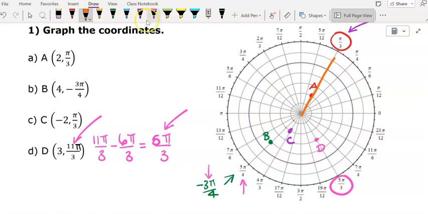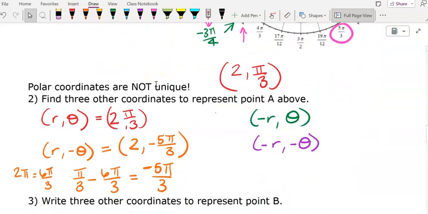So if I do this with a negative r, that means instead that I'm going to be over here along this line for my 4 pi over 3, okay? So let's go ahead and try that one. Well, I just said it right there. 4 pi over 3 is going to be the opposite side, and that's a positive angle. So that's what I'm going to put.